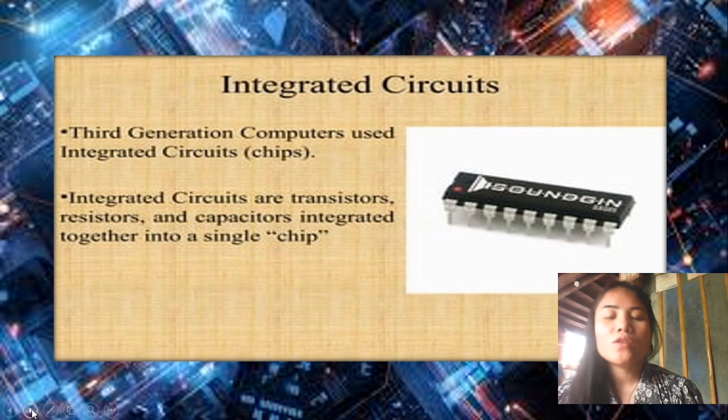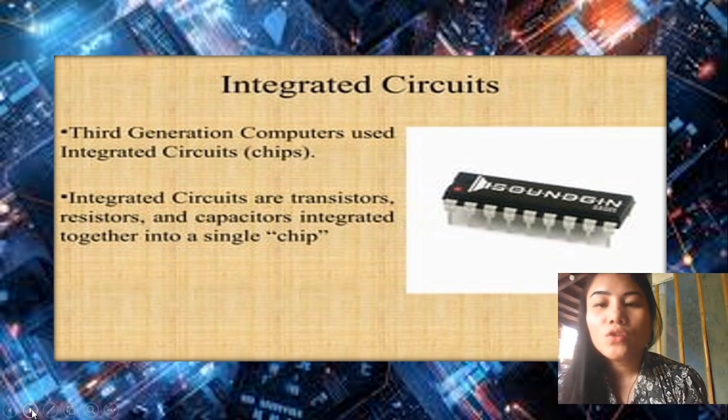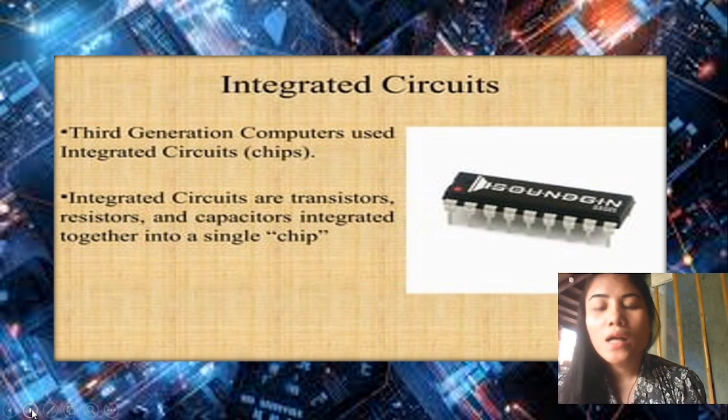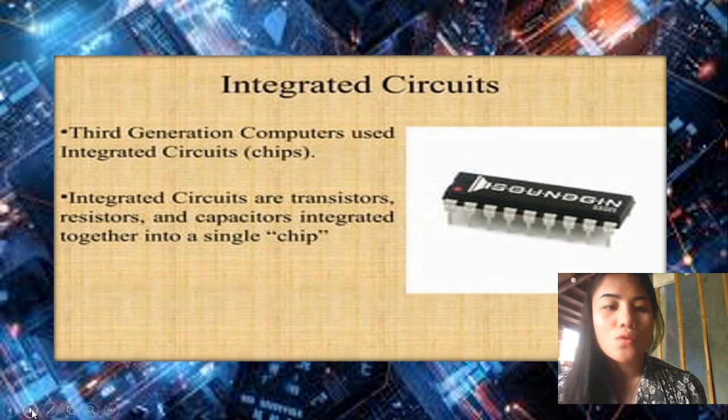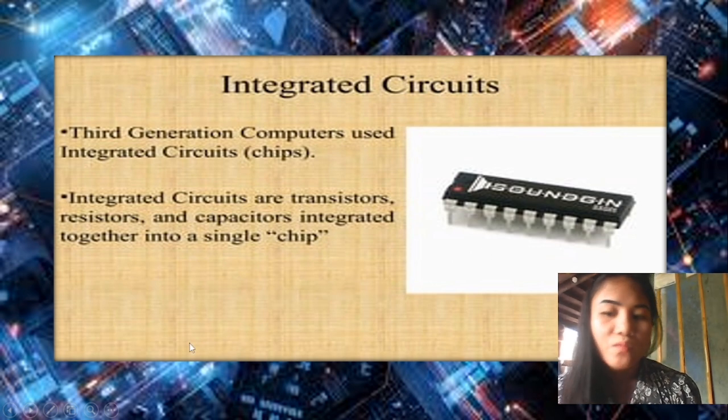Then, integrated circuits. Third generation computers use integrated circuits, or chips. Integrated circuits are transistors, resistors, and capacitors integrated together into a single chip. So, asya yun siya examples, like a sound chip. This is the example of integrated circuits.